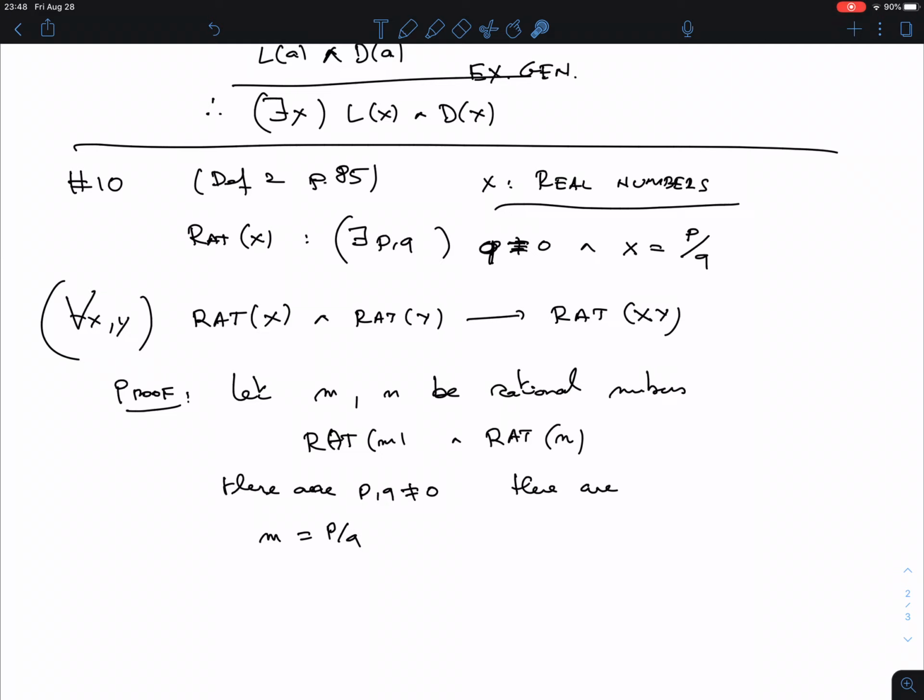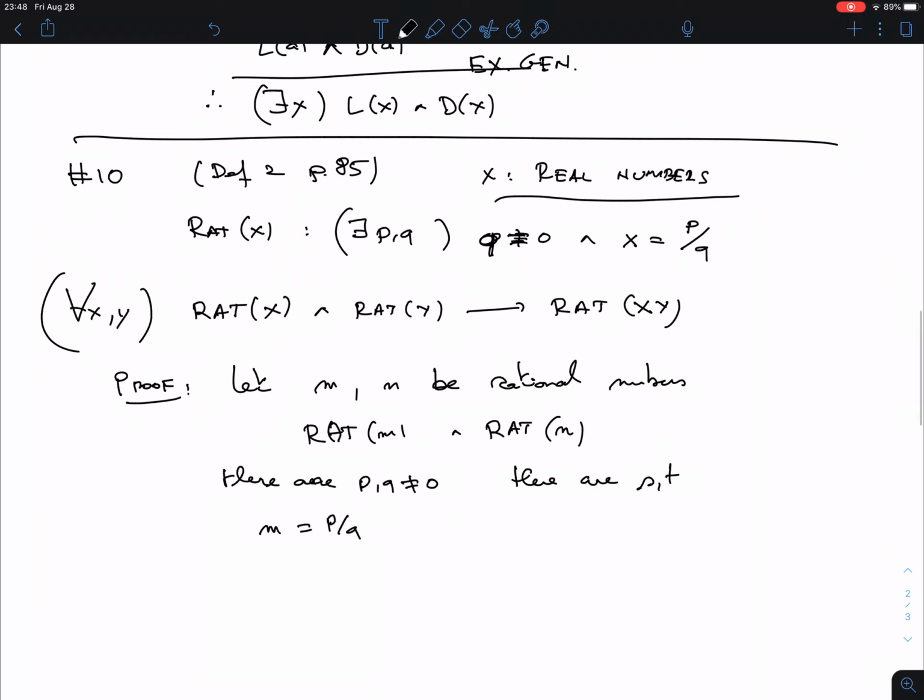So the formal reason for that is because I'm doing two different instantiations, and therefore I have no prior knowledge that they will be both the same. So I cannot assume that, so I have to give different names for that. There are S and T, with T not zero, such that N is S divided by T. And that, as I said, a very common mistake is to use the same P and Q here.